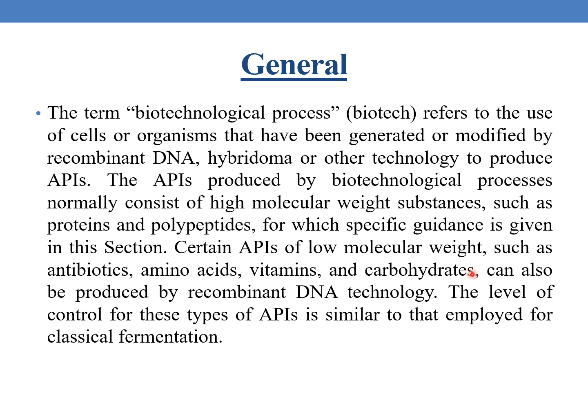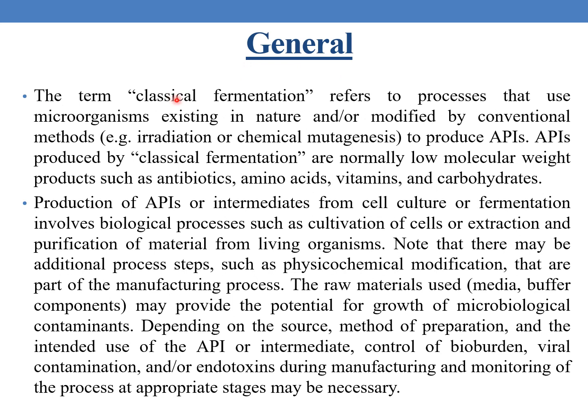Certain APIs of low molecular weight such as antibiotics, amino acids, vitamins and carbohydrates can also be produced by recombinant DNA technology. The level of control for these types of APIs is similar to that employed for classical fermentation. The term classical fermentation refers to the process that uses microorganisms existing in nature and/or modified by conventional methods, for example irradiation or chemical mutagenesis, to produce APIs. The APIs produced by classical fermentation are normally low molecular weight products such as antibiotics, amino acids, vitamins and carbohydrates.